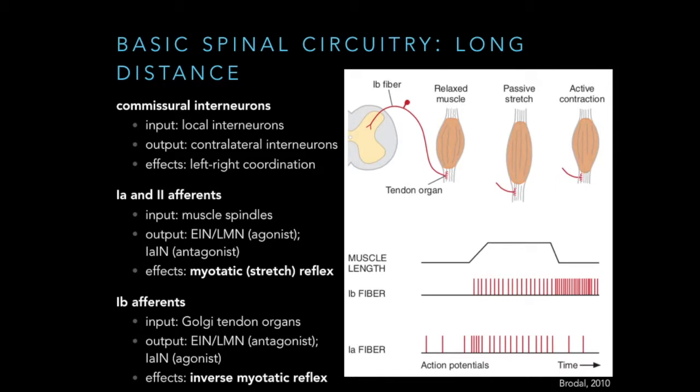When there's tension on a tendon, either through muscle stretch or more likely contraction, if a 1B afferent is stimulated sufficiently, it's going to have the opposite innervation, you'll notice. Rather than acting on the agonist, we're going to excite the antagonist and inhibit the agonist. So this way you stop contracting that muscle that has so much tension on it to prevent tissue damage.